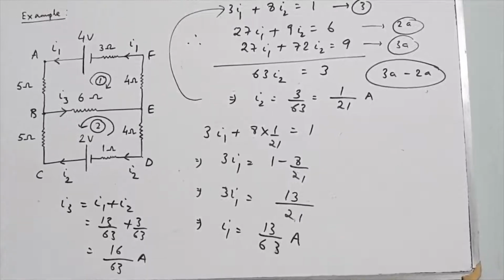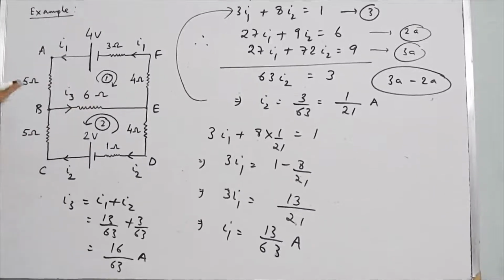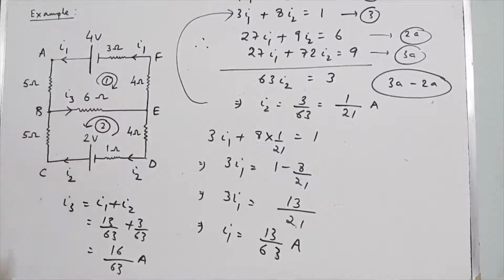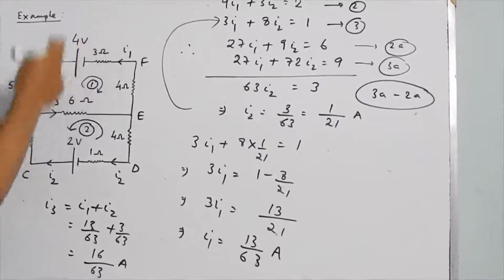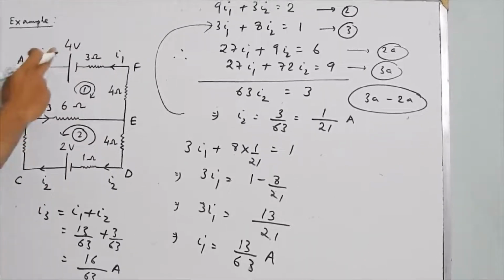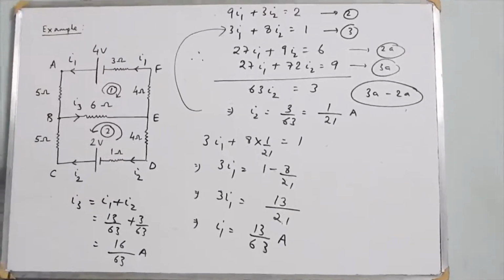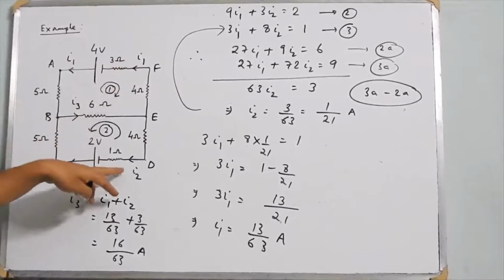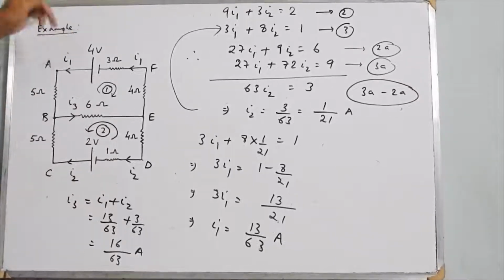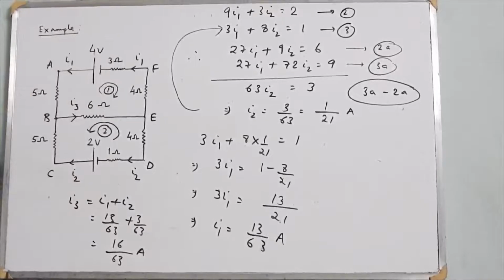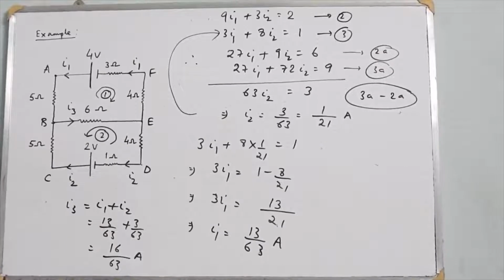And now, after knowing all the currents, we can easily calculate the potential differences across each of the resistances. Because the resistance value is known, we know the current flowing through them. Current into resistance is the potential difference. If we want to find the terminal potential difference across each of the battery, that we can also do. Because terminal potential difference is EMF minus current into internal resistance. We have I1 and I2 flowing through the internal resistance. So terminal potential difference is simply 4 volt minus I1 into 3, which you can easily calculate, and so on. So this is a way of applying Kirchhoff's law to complex electrical networks.